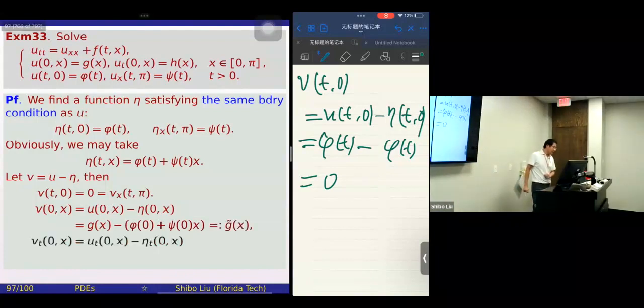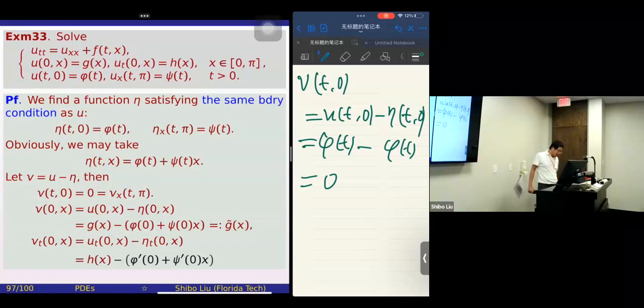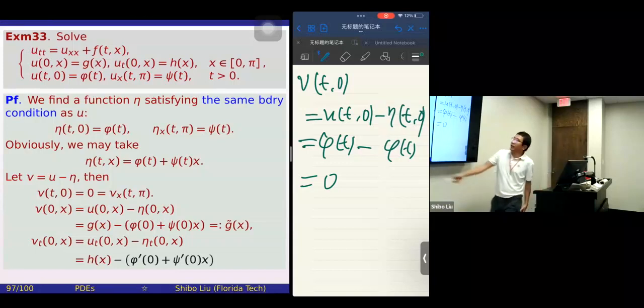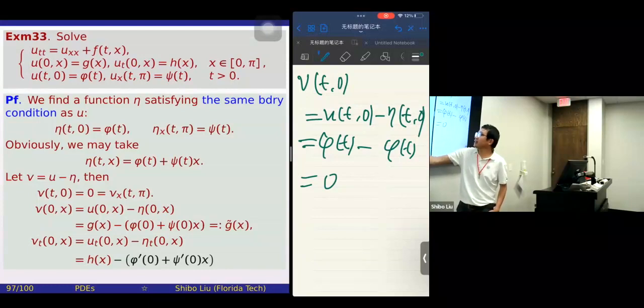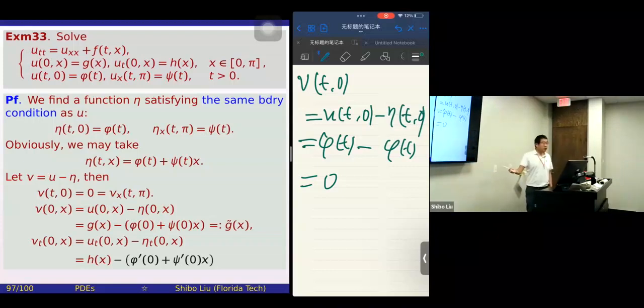Similarly, we consider the initial velocity. Again, this initial velocity is a function of x. u_t(0,x) is h(x), but eta_t(0,x) is what? The partial derivative of eta with respect to t is phi prime plus c prime x. Evaluating at t equal to 0, therefore phi prime 0 plus c prime 0 x. So this is the initial velocity for our new function v. This is denoted by h tilde x.